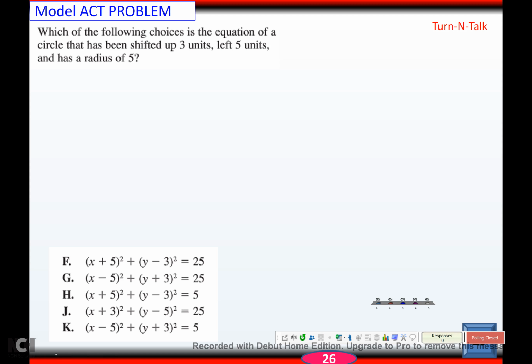Okay, so that would be y minus, well, let's see. Remember, though, you got to go opposite. So if you're trying to go up, you really want this to look negative. So that would be minus 3 squared. Okay, and if you want to go left, you got to make this the opposite, which would be positive. And then they tell me my radius is 5, so square that, and you get 25.